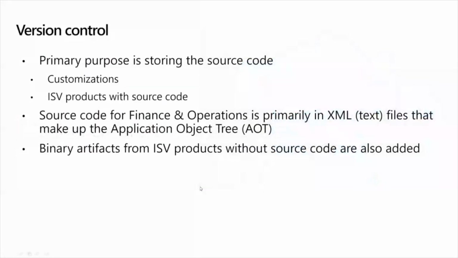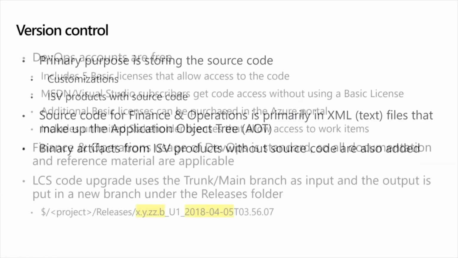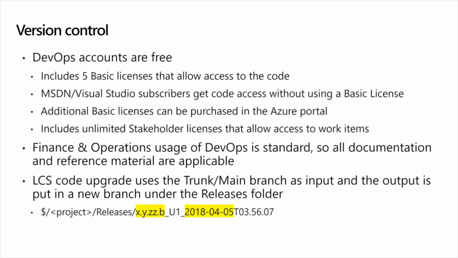MSDN and Visual Studio subscribers get code access without using a basic license, so you still have 5 available for other people. You can purchase additional basic licenses in the Azure portal, and a DevOps account includes unlimited stakeholder licenses that have access to the work items.